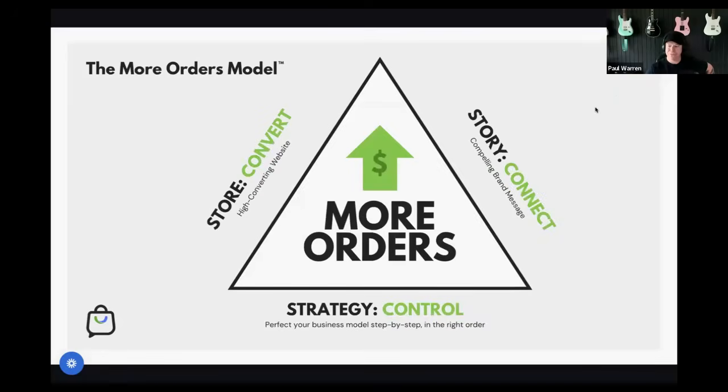Guys, these are the 3 pillars. Store, story, and strategy. Now, anytime we work with anybody, these are the 3 things that we attack, and I'm going to explain a little bit about what each of these mean. But good job for all of you who did guess them, and even those who had a good try. There was some good guesses in there anyway.